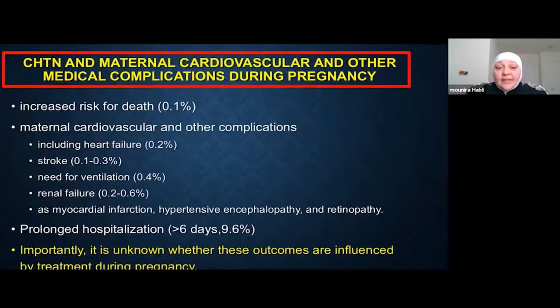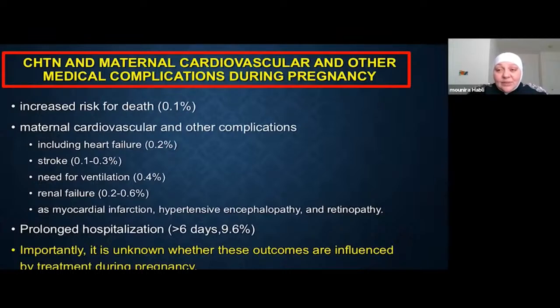Other maternal complications that could happen, as mentioned: maternal death, about less than 1%; maternal cardiovascular complications, heart failure, stroke, need for ventilation, renal failure, MI. Most of these patients require prolonged hospitalization, more than 6% and 9%.